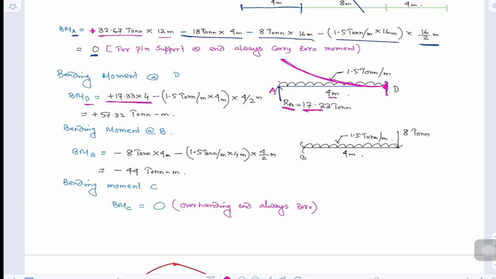Similarly, there is another force which is 1.5 ton per meter, which needs to be converted into a point load. So the point load will be 1.5 into, what is the length? 4 meter. This is my 4 meter distributed. So 1.5 into 4 will be the total load, which will also act in the downward direction. Because of this downward direction, D is fixed, it will create a negative moment. It is in the shape of crying. So negative 1.5 into 4, the total load, into 4 by 2, because it will act at the center, 4 by 2. This is the distance, 4 by 2. This is the moment. So at D, there is a moment of 57.32 ton meter.